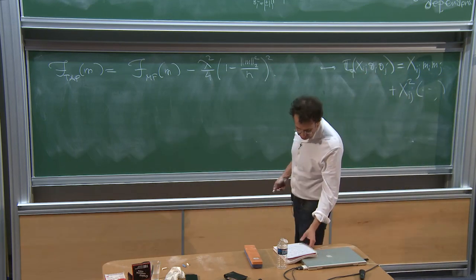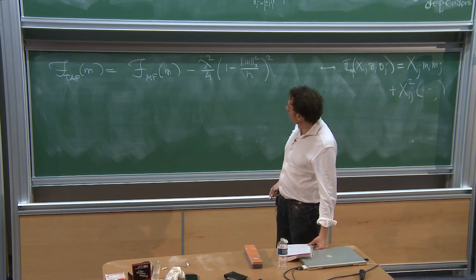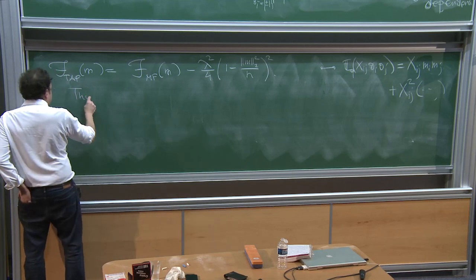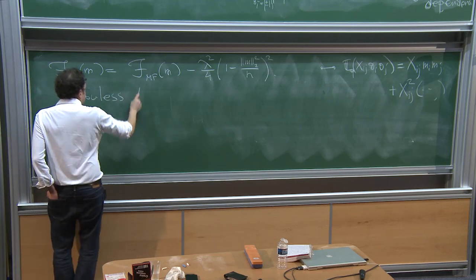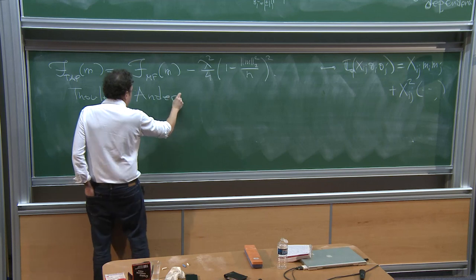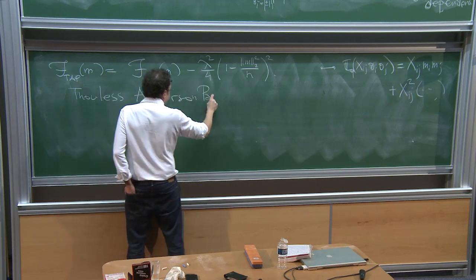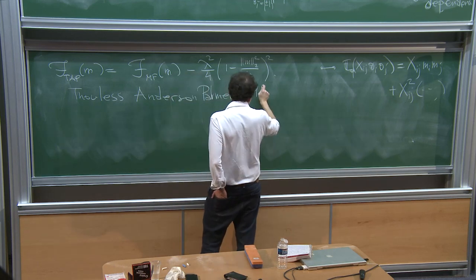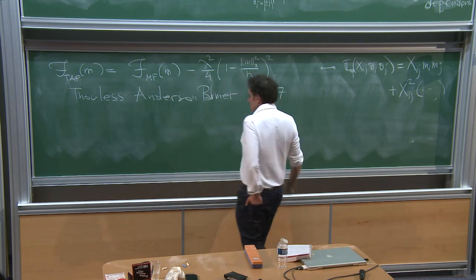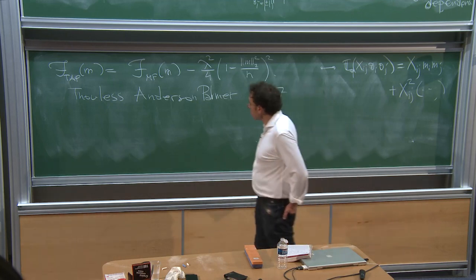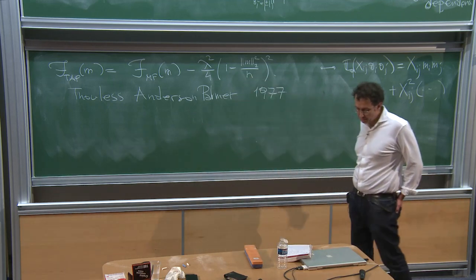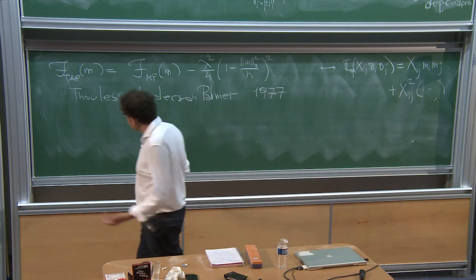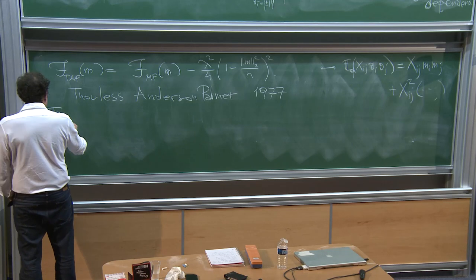And there are many ways, actually, of deriving this. Right, so this TAP stands for Thouless, Anderson, Palmer, who were not interested in statistics, but in spin glasses in the 70s. Both Thouless and Anderson got a Nobel Prize, but neither of them for this. I think it's very interesting.